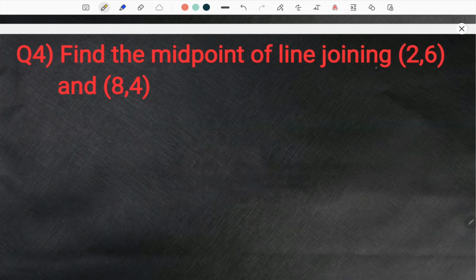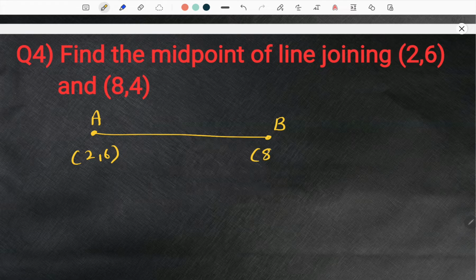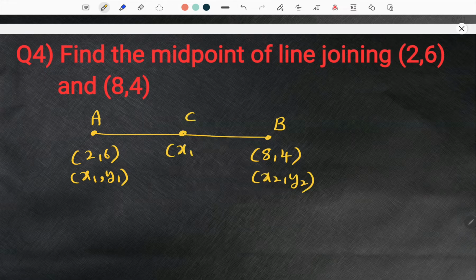Find the midpoint of the line joining 2 comma 6 and 8 comma 4. Very easy question. So here is the point A, and here we have point B. This point A is 2 comma 6 and point B is 8 comma 4. You can name it as x1 comma y1, and this one can be named as x2 comma y2, and here is the midpoint C with x comma y.